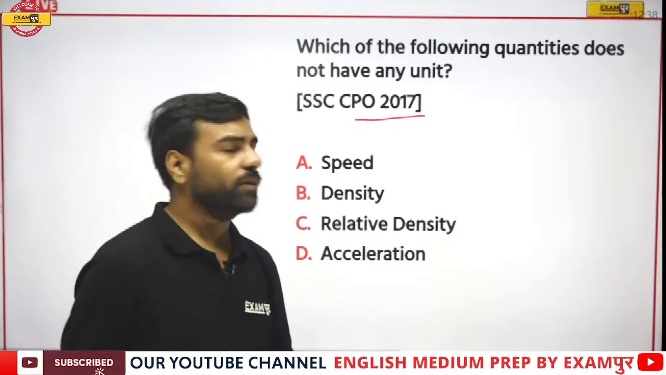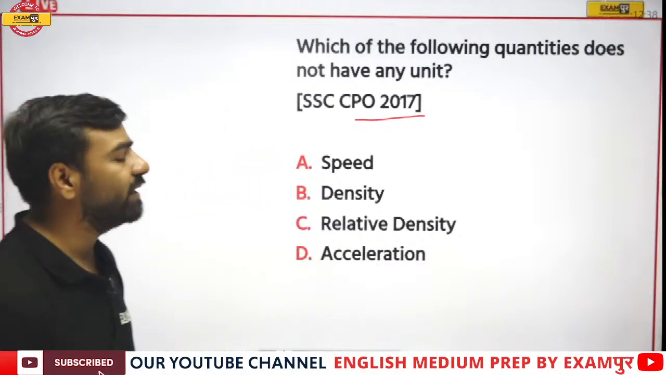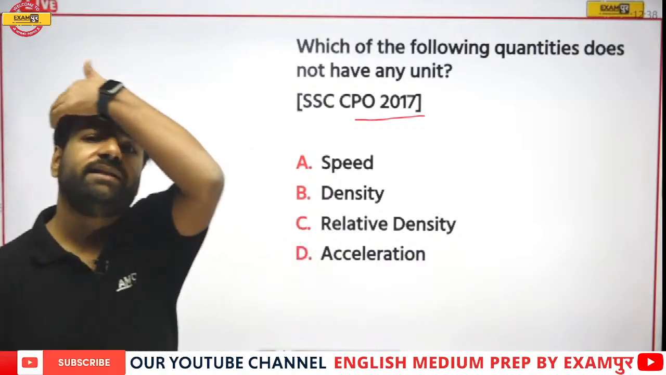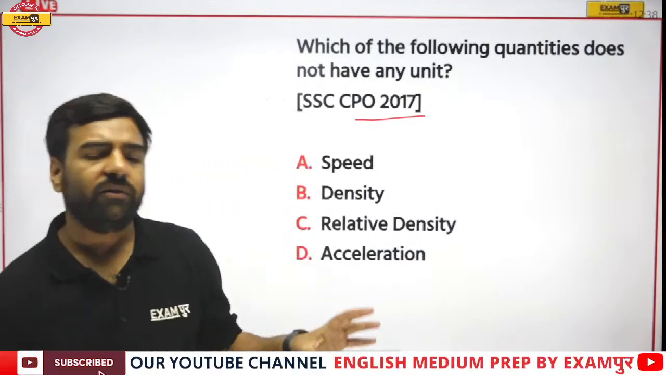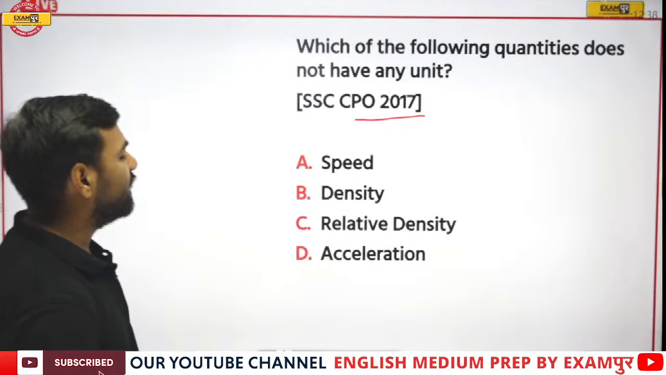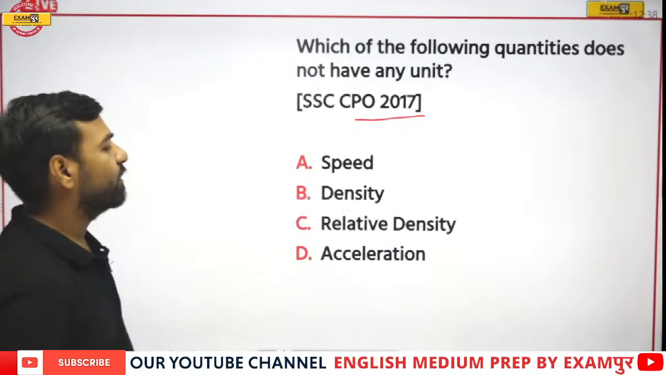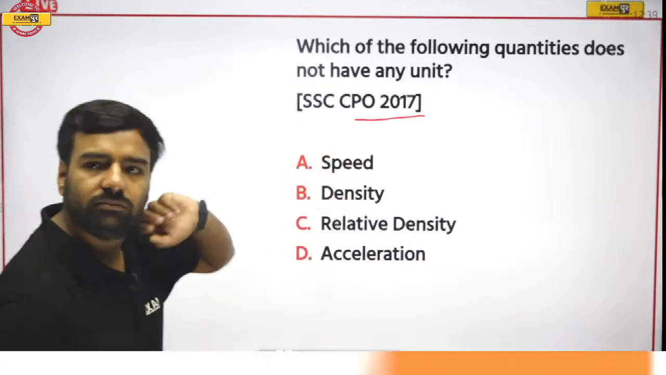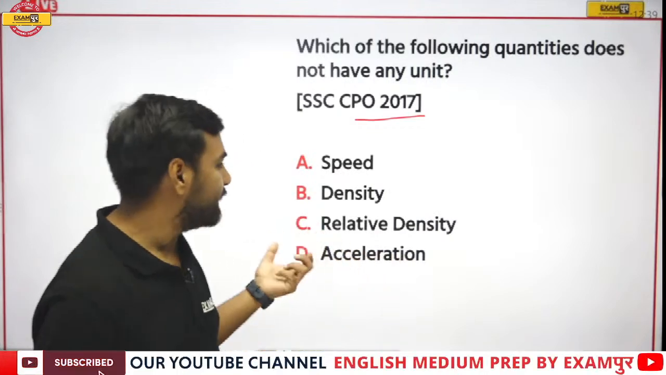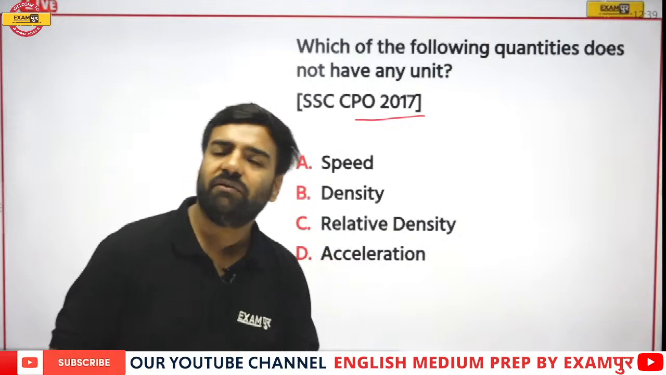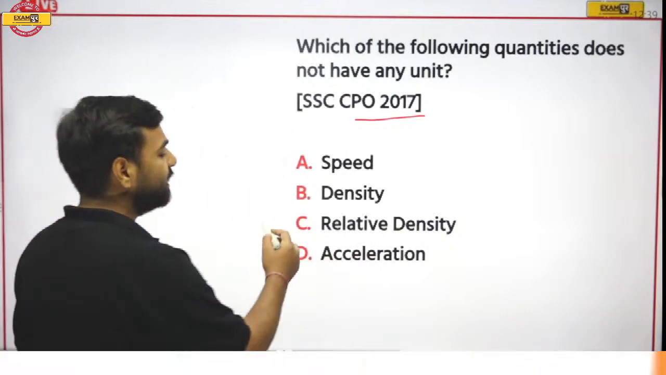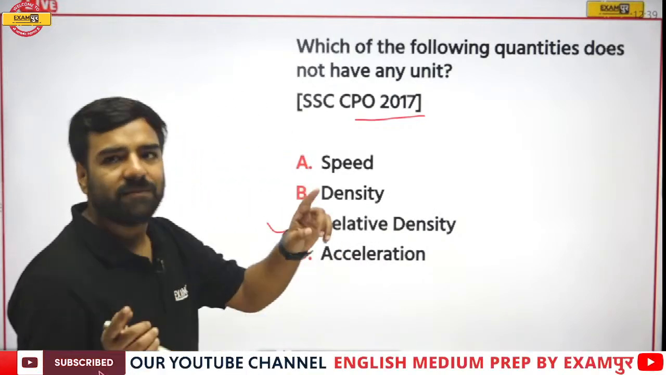Pushpendra says C, that is, sir, it will be relative density. Okay. So Abhijit, waiting for your answer as well, so that we can proceed forward. Which is not having any unit? We are aware that speed has a unit. Density, again, there is a unit. Acceleration, there is a unit. But if I talk about relative density, here we are talking about two densities, and we are taking the ratio.